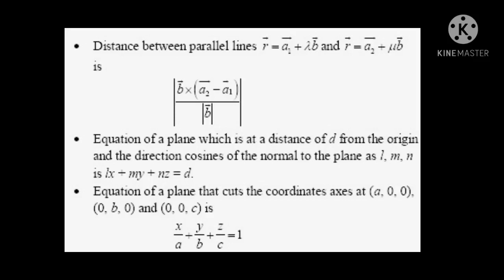The equation of a plane that cuts the coordinate axes at (a, 0, 0), (0, b, 0) and (0, 0, c) is x by a plus y by b plus z by c is equal to 1. So this is quite a general form. You may use it in various ways.